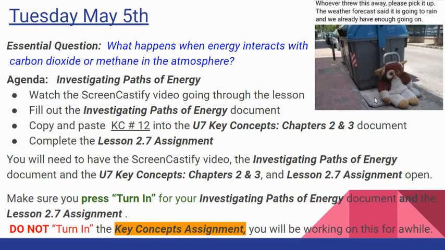So today's lesson is titled Investigating Paths of Energy. And our essential question today is what happens when energy interacts with carbon dioxide or methane in the atmosphere?